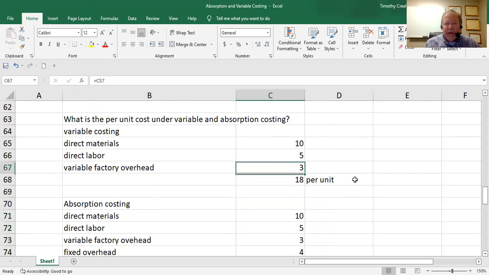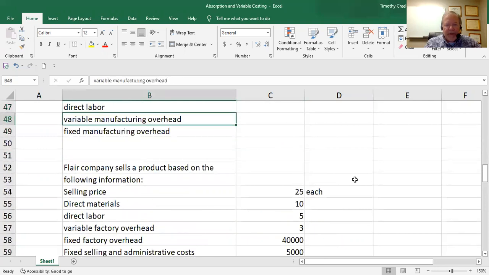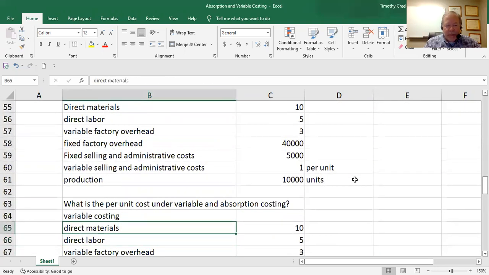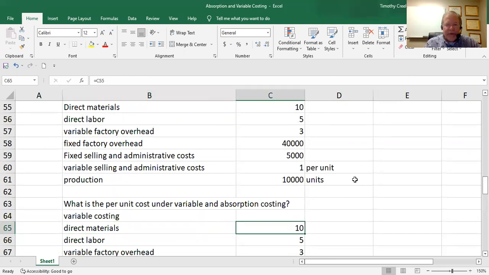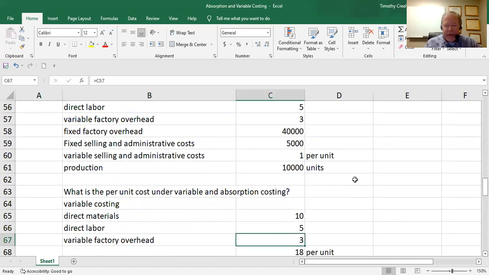So the first thing we'd look at is what is the per unit cost under variable and absorption costing? Under variable costing, remember that your product cost is all of your variable costs only. So in the example that we just looked at, under variable costing, the product cost would be the direct materials, the direct labor of $5, and the variable factory overhead of $3.